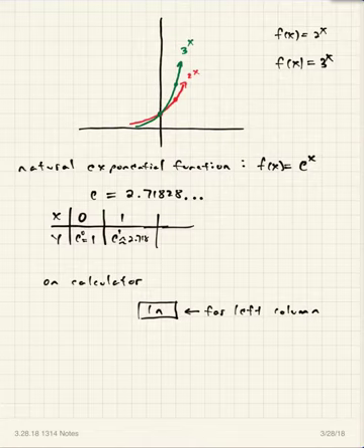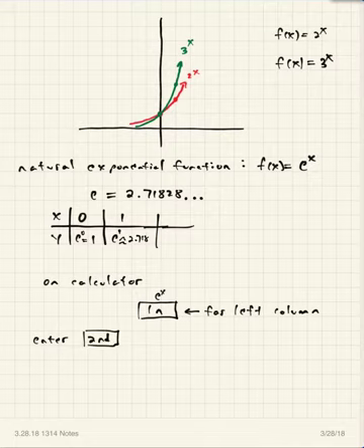Like that, and then right above that is e to the x. It's not its own key, it's above the ln key. And so what do you have to do to get e to the x? You have to hit second ln. So you enter the second key first, that's the yellow key on a TI-83 or 84, and then you hit the ln key.